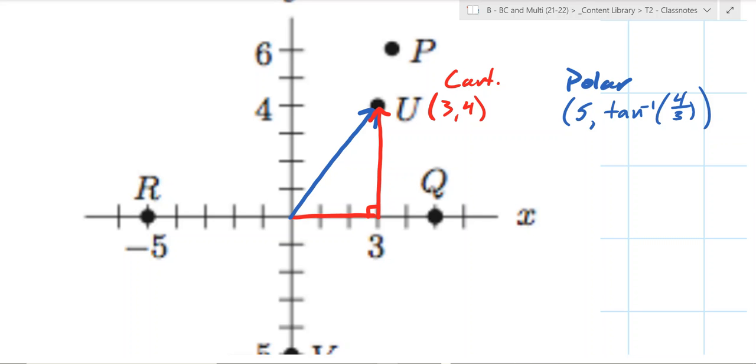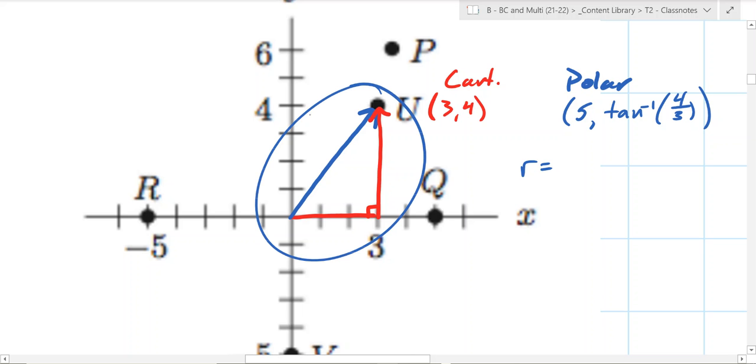Now, can you always find out the r value? Like, what is the r value in terms of x and y always? Can anybody tell me what it is? If you have x and y, what is the r value always going to be? Someone who hasn't spoken up yet. Anthony, if you were given x and y, just x and y of the coordinate, what's the r value going to be?